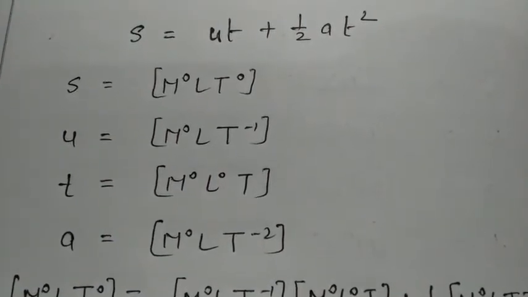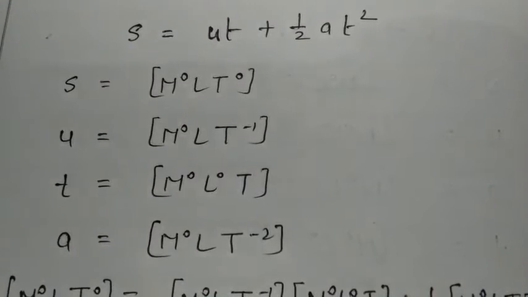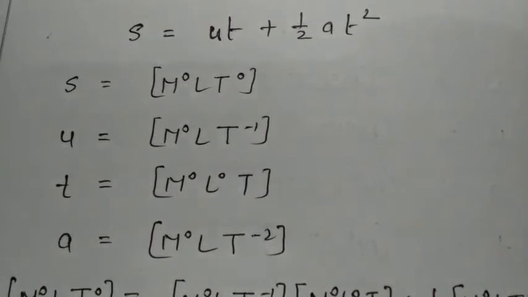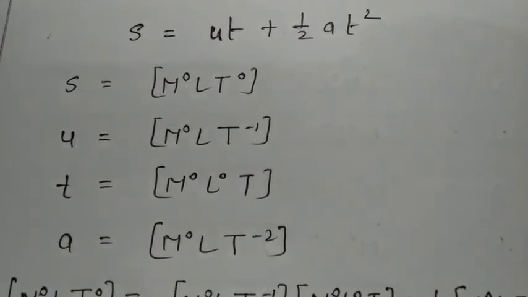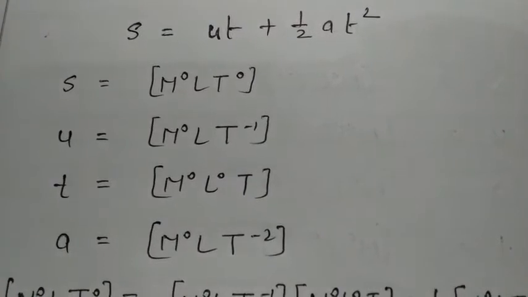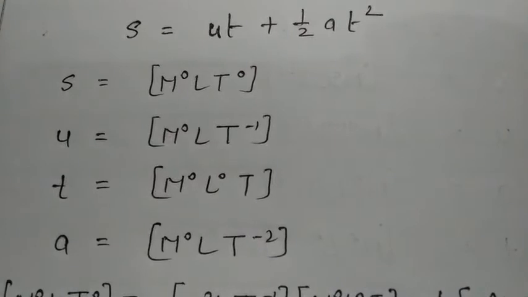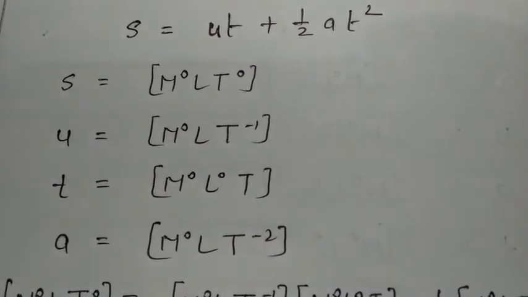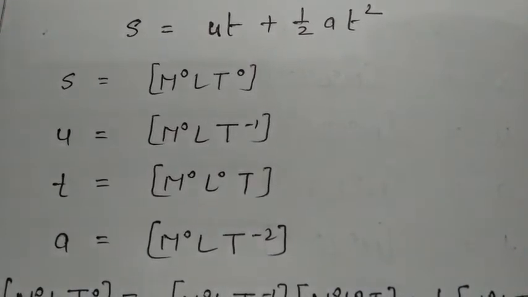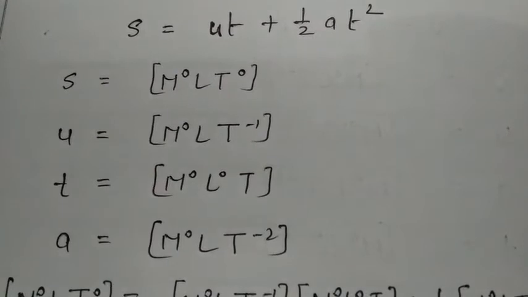Let's check another formula whether it is correct or not. So in front of you I have written the second equation of motion, s equals ut plus half at square, where s is the length, u is the initial velocity, t is the time, and a is the acceleration.